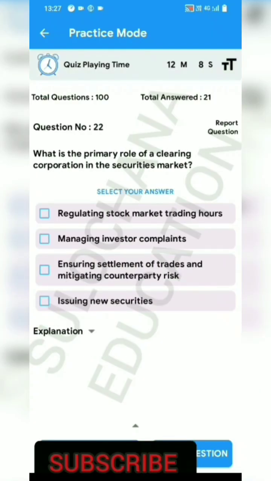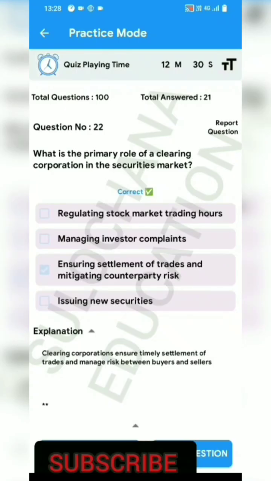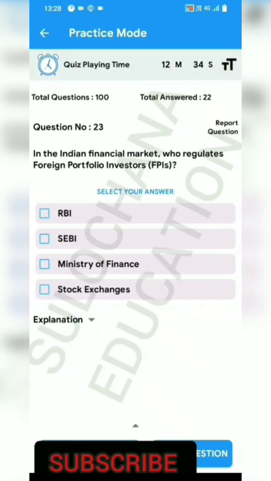What is the primary role of a clearing corporation in the securities market? Options are A. Regulating stock market trading hours, B. Managing investor complaints, C. Ensuring settlement of trades and mitigating counterparty risk, D. Issuing new securities. And the correct answer is C. Ensuring settlement of trades and mitigating counterparty risk.